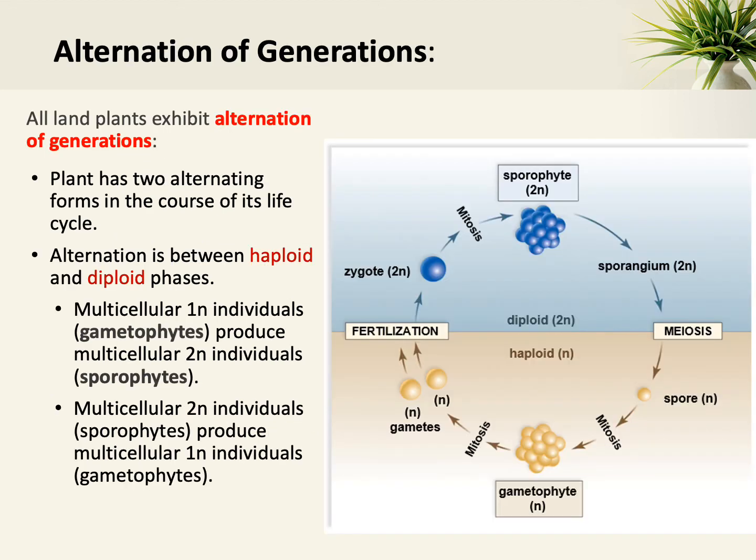Okay, next we go on into the alternation of generations. All land plants exhibit alternation of generations. Plants have 2 alternating forms in the course of their life cycle. They have the haploid phase, the gametophyte, and the diploid phase, the sporophyte. The multicellular haploid individuals, called the gametophyte, produce multicellular 2N individuals. The multicellular 2N, called the sporophyte, then produces the haploid individuals by meiosis.